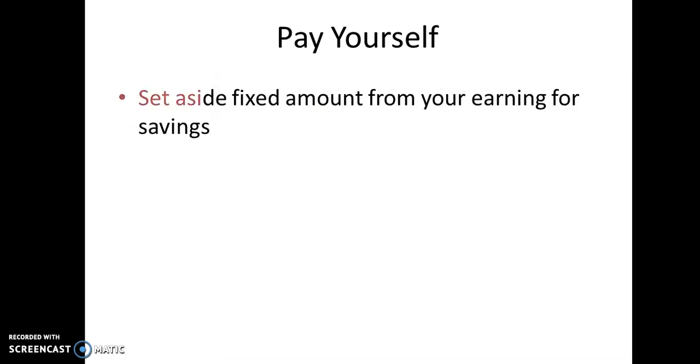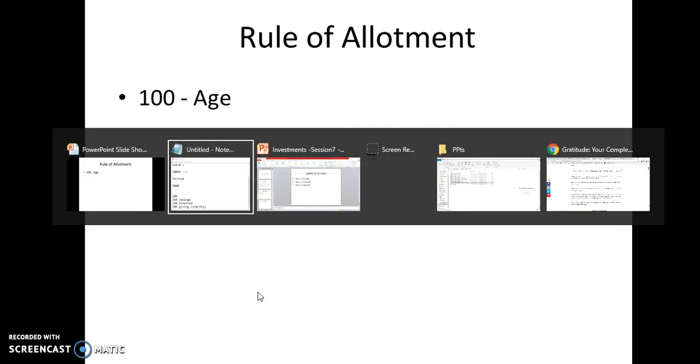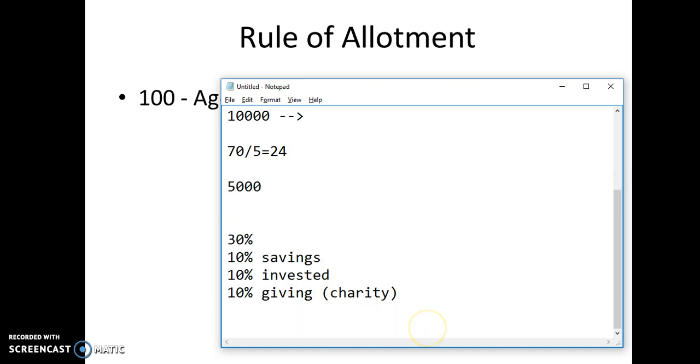So the next thumb rule is what we call the rule of allotment. The rule of allotment says that you should always allot your investments by age. So suppose you are 25 years old currently.